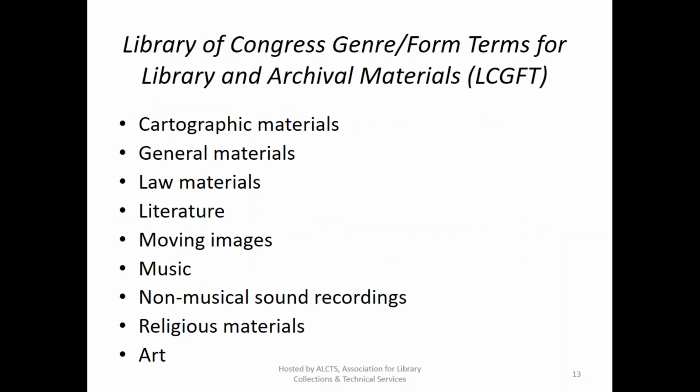The Library of Congress began developing the Library of Congress genre form terms for library and archival materials in 2007. And they're using a project-based approach to this work, and they're working on one discipline at a time. And here you can see the 9 projects they've worked on so far. And they've worked on some of these projects in collaboration with library professional organizations. For example, the music project was completed in partnership with the Music Library Association.